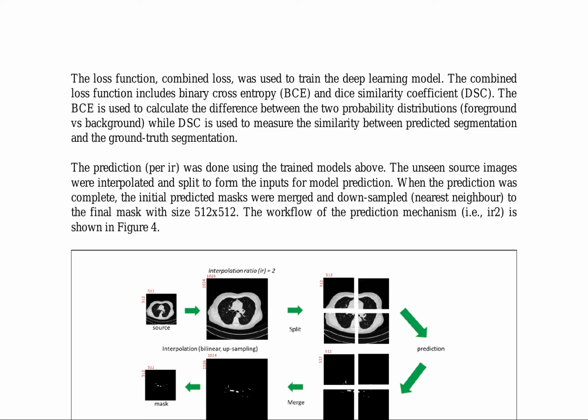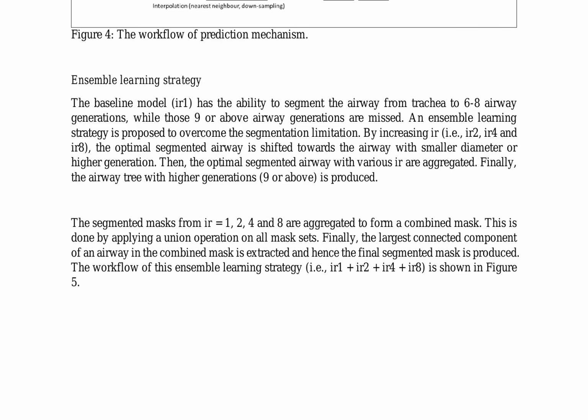The initial predicted masks are merged and downsampled using nearest neighbor interpolation to produce the final mask with a size of 512 by 512. This process is illustrated in Figure 4, which outlines the workflow of the prediction mechanism.